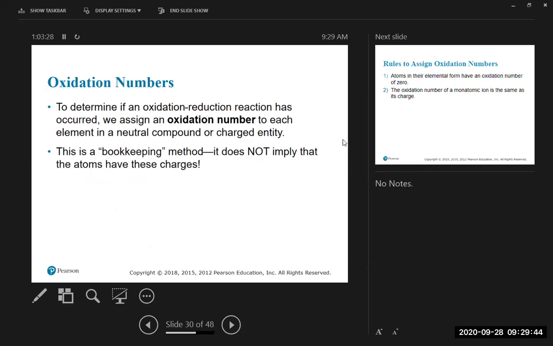Okay, oxidation numbers. We're going to talk about oxidation numbers. The thing to recall is bullet point 2 here. This is a bookkeeping type thing. We're not saying that the atoms actually have these charges. We want to determine something called an oxidation number for the elements to understand how these oxidation reduction reactions occur. There's this bookkeeping we'll do to make sure things are balancing out, and it'll be easier to see when we go through some examples.